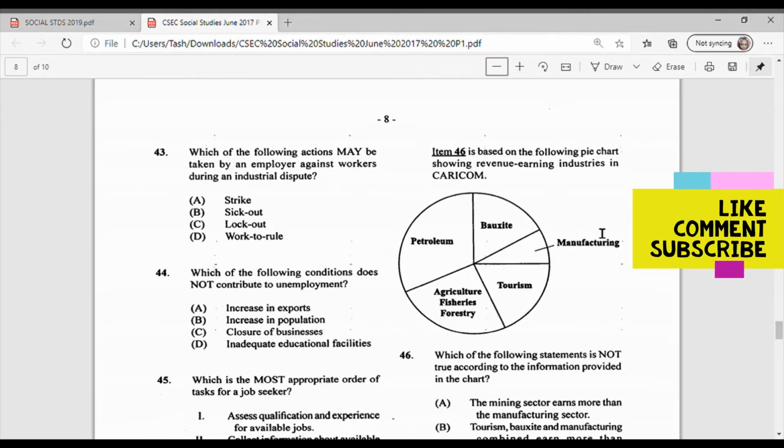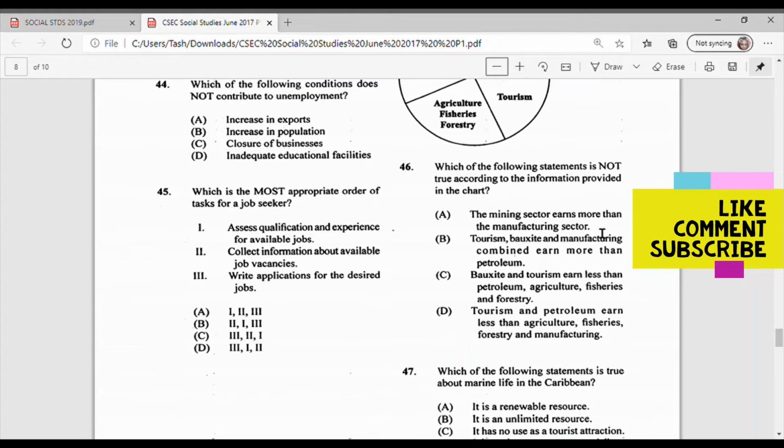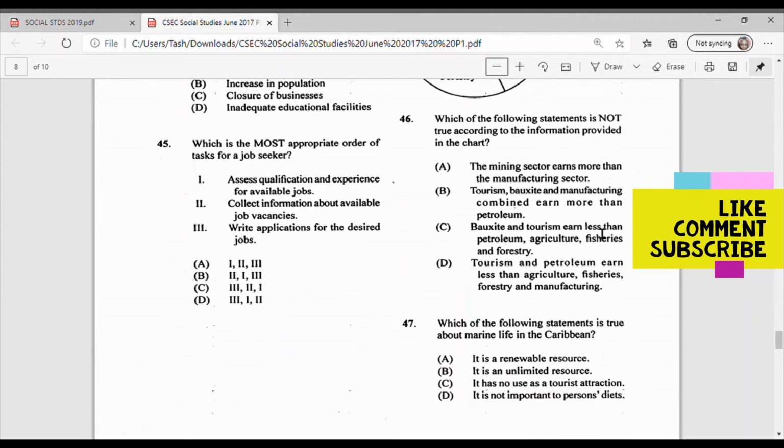45. Which is the most appropriate order of task for a job seeker? Options are assess qualifications and experience for available jobs, collect information about available job vacancies, write applications for the desired jobs.